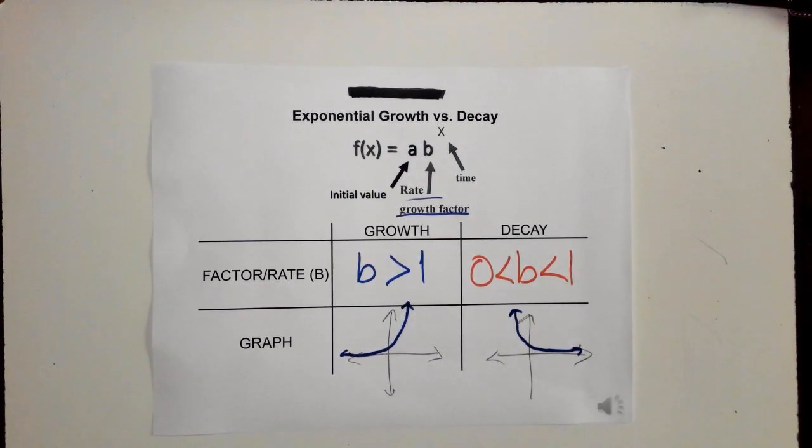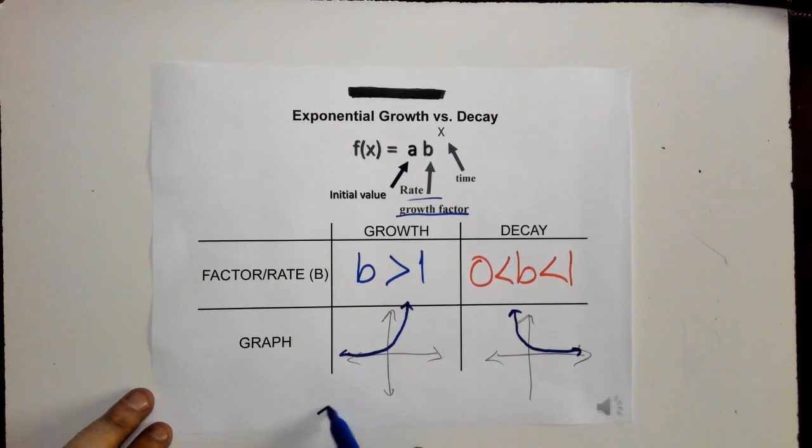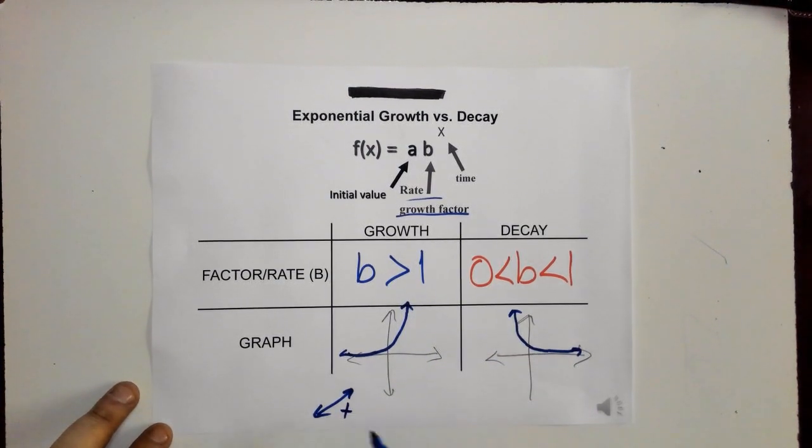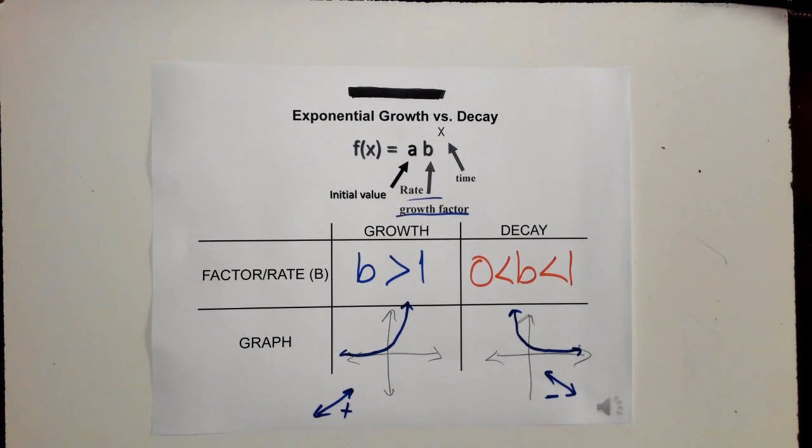So, you can think of it as a resemblance of linear equations, positive and negative slope. If you have a positive slope, your left to right graph will go up, and for a negative slope, left to right is going down. This is just for you to make that connection and understand the growth as a positive slope, and the decay as a negative slope.